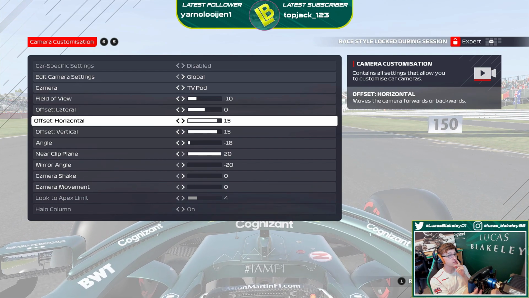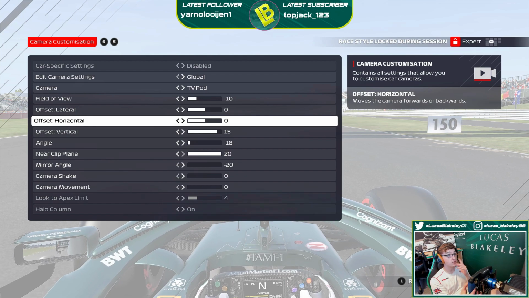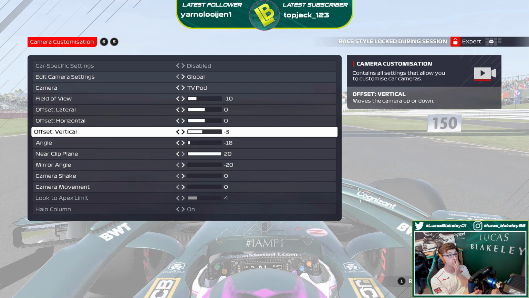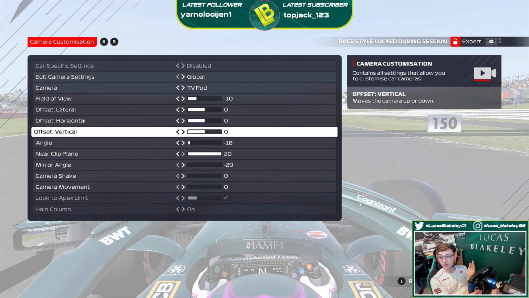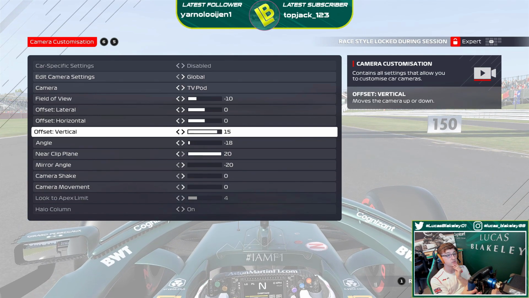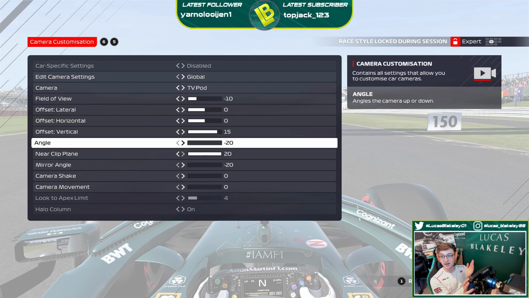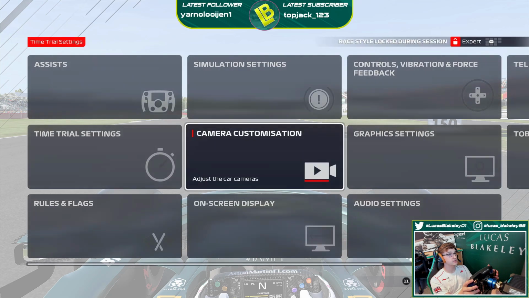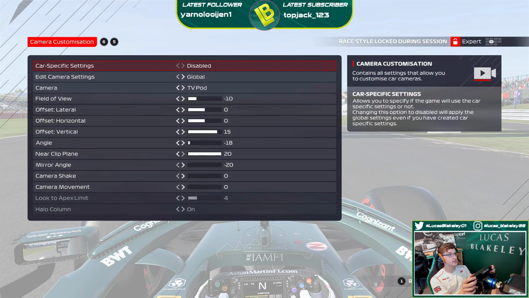It all depends on your preference and how you look at it, really. In terms of vertical here, we have it at 15, so that means it's quite high, but we'll get onto why in a moment. Now, 0 is down here, much lower, so we actually have quite a high camera. So we're at 15, but also the reason I have it so high is because we have the angle at -18.